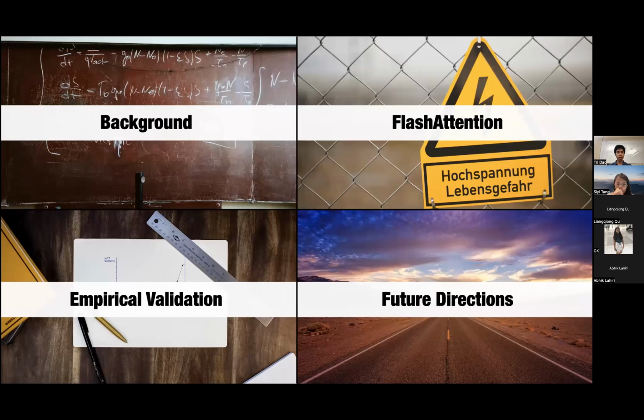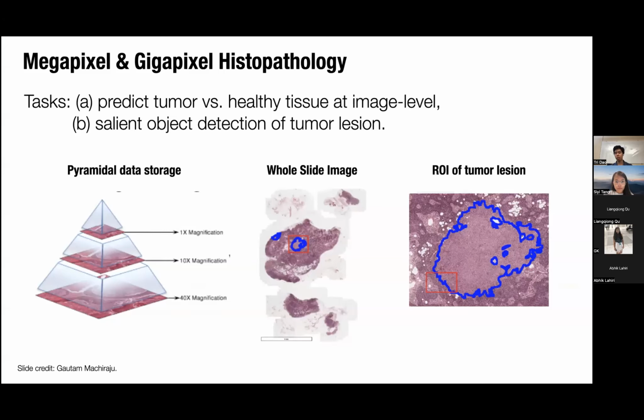And then the talk will have four parts. I'll talk about some background, then I'll talk about our proposal, FlashAttention. Then I'll go into empirical validation, and finally a little bit on future directions. Feel free to ask questions throughout the talk. I'll also pause periodically for questions. So before we go into the background, I can pause here and see if people have questions.